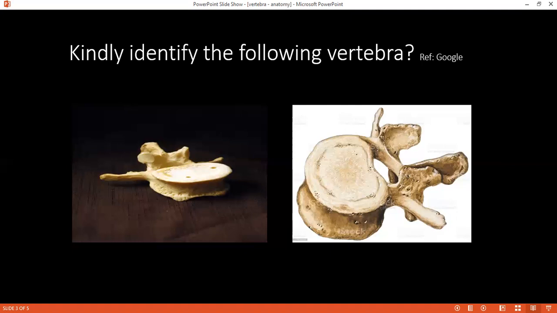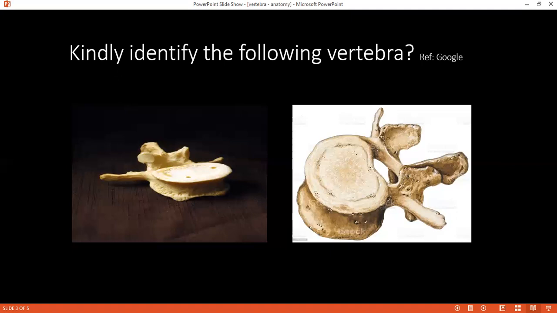Can you please tell me what movements can occur at the lumbar vertebrae? Flexion, extension, and lateral flexion. Yes, and axial rotation as well.